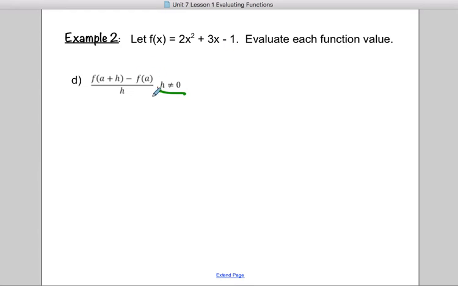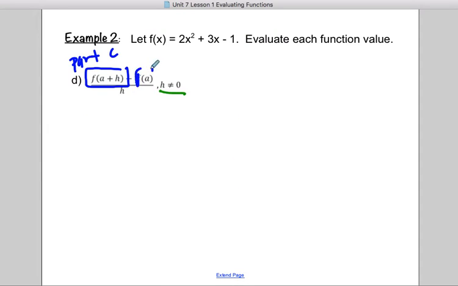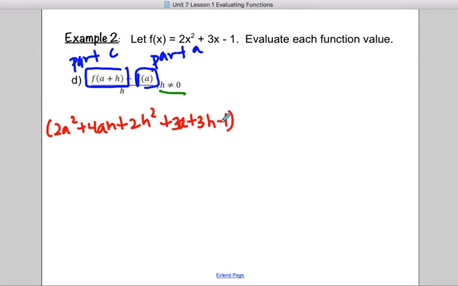But the good news is we just did this in part C. If you go look back at part C, f of a plus h, that was our answer. We also did f of a in part A. So I am going to go ahead and plug those in, our answers, from the previous slide. Okay, so writing down my answer from part C, we had 2a squared plus 4ah plus 2h squared plus 3a plus 3h minus 1.